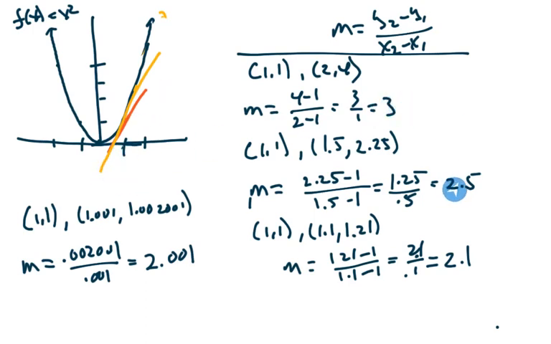I started with 3, got to 2.5, 2.1, and you can see that the closer and closer I get, this is getting closer and closer to the number 2. And that's really what we're going to be looking at here. What we're really doing is, of course, finding a limit for this. And what we're going to do is find the limit as we approach our particular point here. But let's go ahead and develop that idea before we get into that part.